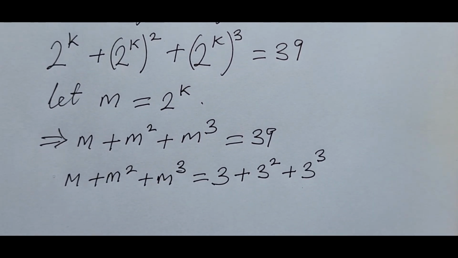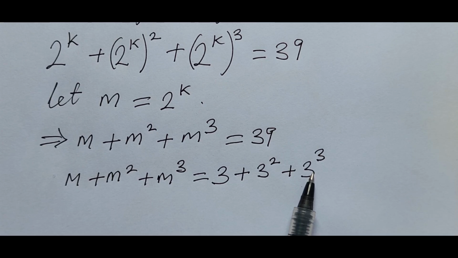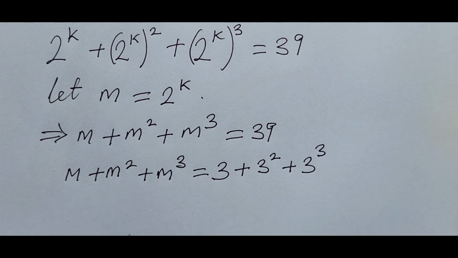Oh, wow. Because here, 3 to the power of 3 will give us 27. And 3 to the power of 2 will give us 9. So 27 plus 9 will give us 36, right? Then 36 plus 3, that will give us 39. That is perfect. So what we do here is easy.